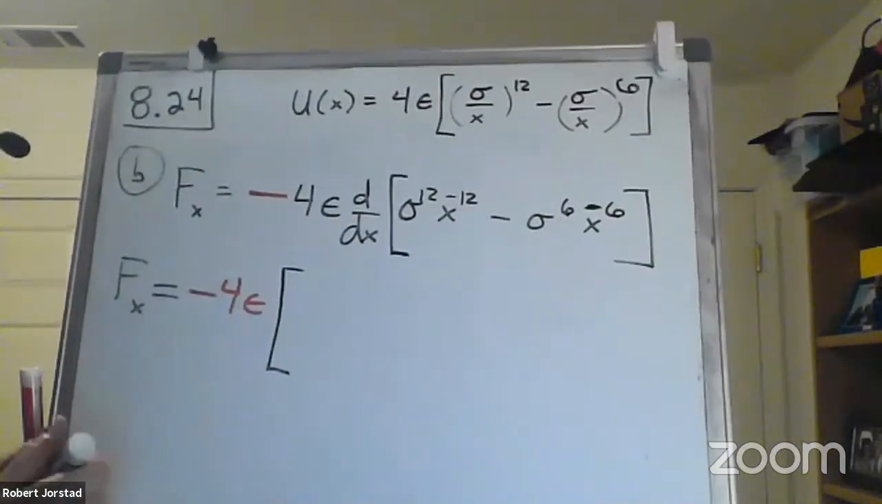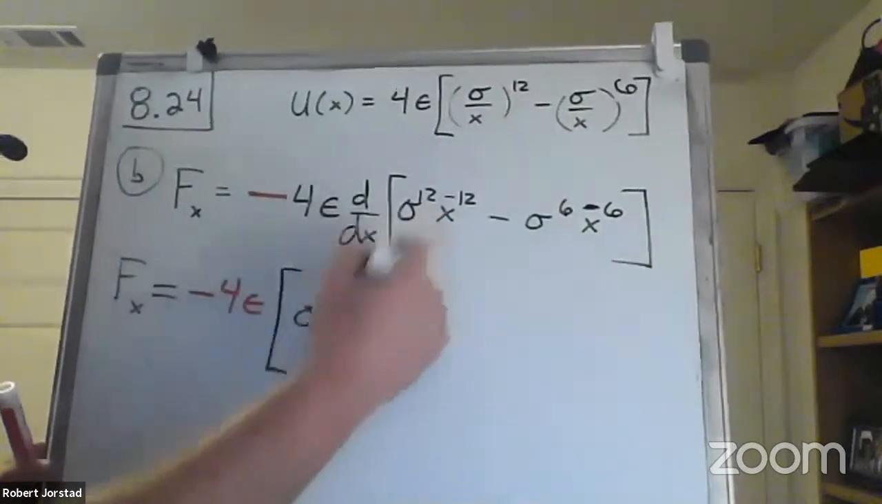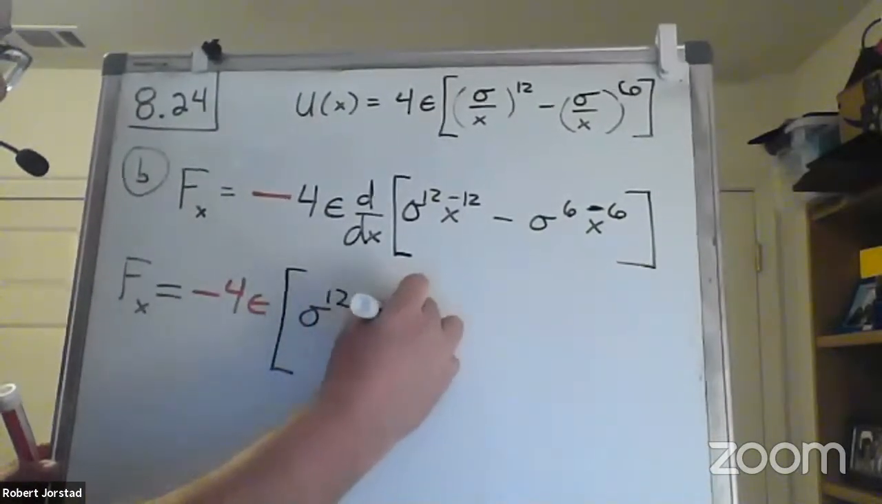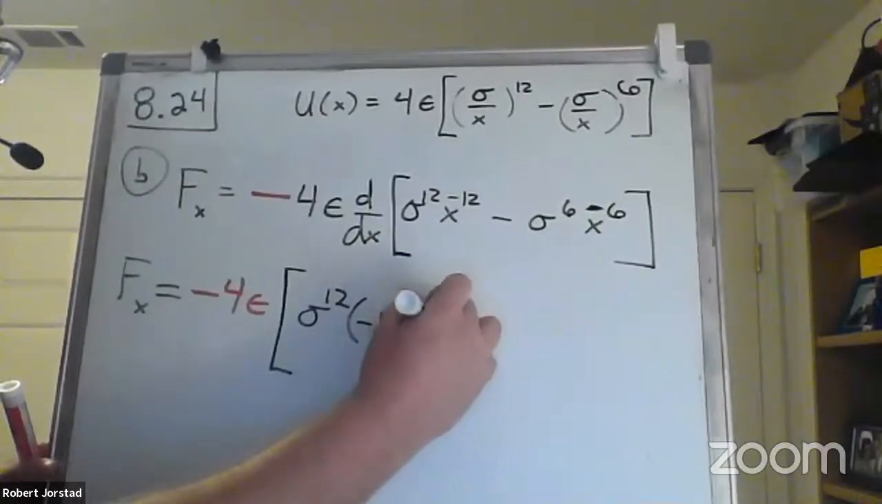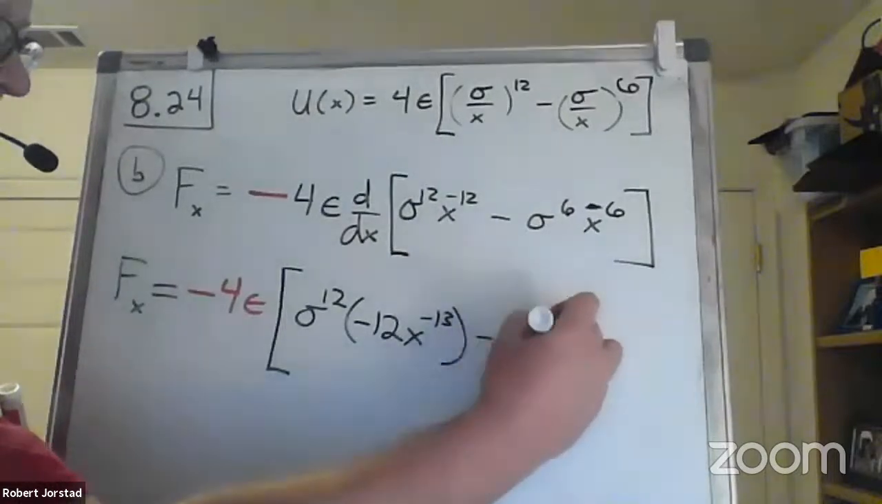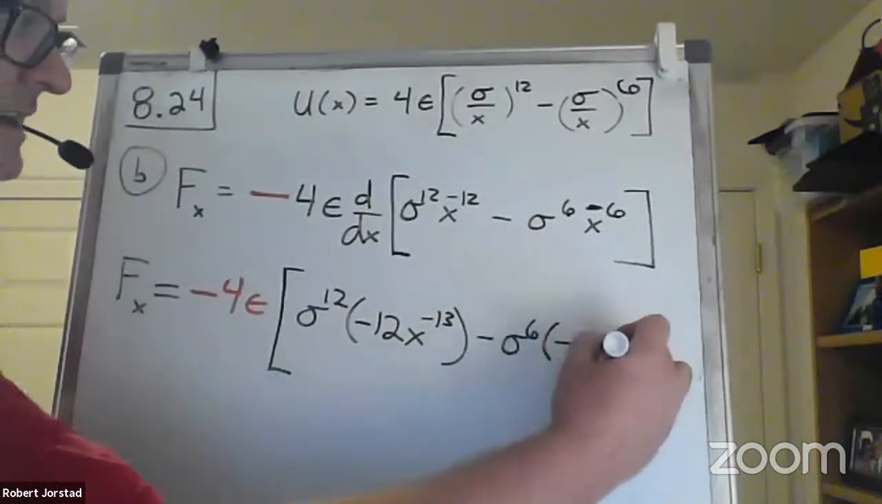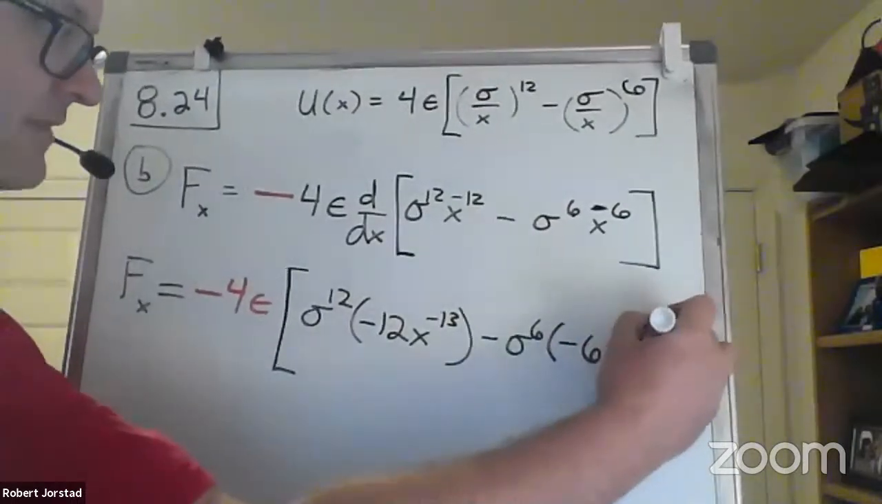There we go. So that's going to be sigma to the 12th. That's a constant. The derivative of this is negative 12x to the negative 13 minus sigma to the 6th times negative 6x to the minus 7th.